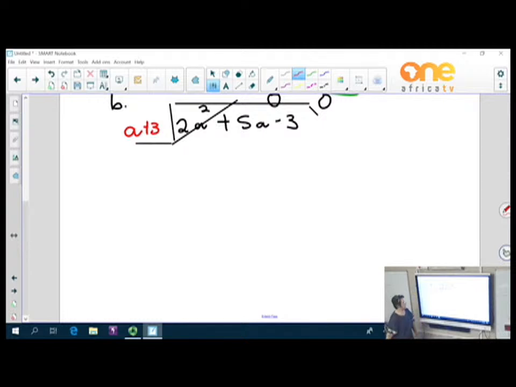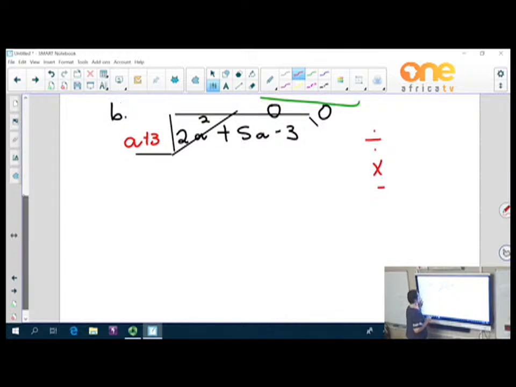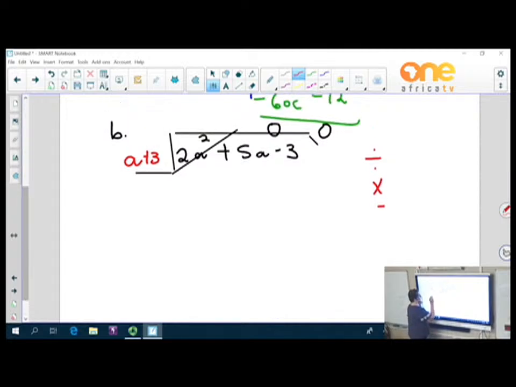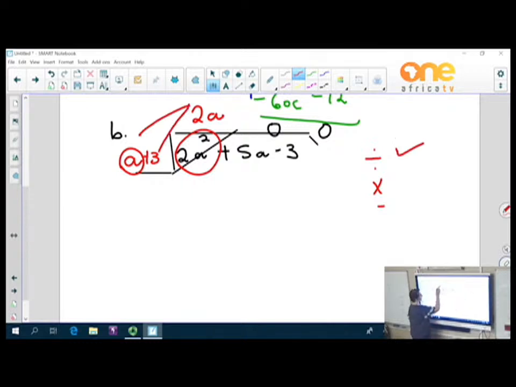Okay, so what are the 3 steps? Divide, multiply, subtract. That is what we're going to do. How many times will a divide into 2a squared? 2a times. I've divided. Multiply. Remember to multiply with each one there. So it is 2a squared plus 6a.